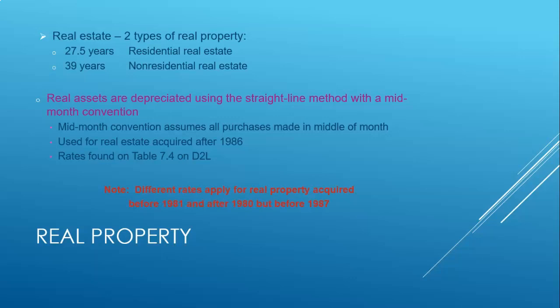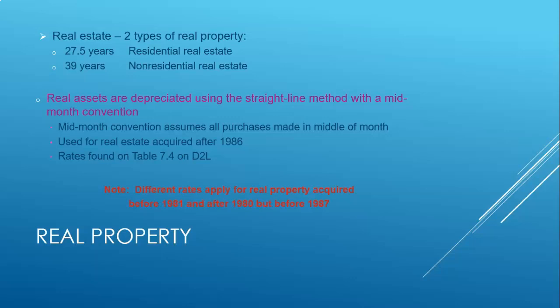Real assets are depreciated using a straight line method, so they don't have an accelerated method where there's more up front and then less later on. It just smooths it out over the period. There is a mid-month convention, which means that you have to know what month you purchased that building. And then it's going to assume that the purchase of the building was made in the middle of that particular month. So if you purchased the building in June, the calculations on the tables assume that you purchased it on June 15th, whether you purchased it on the 1st of June or June 30th.